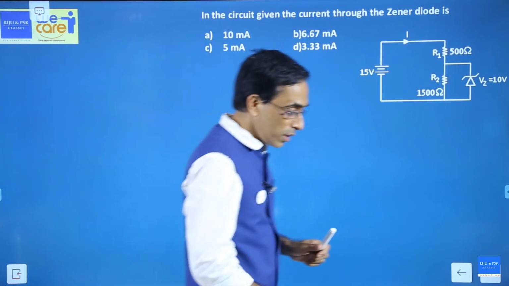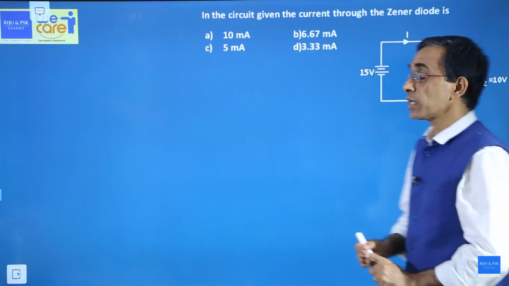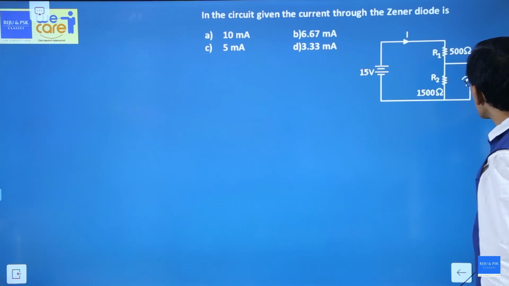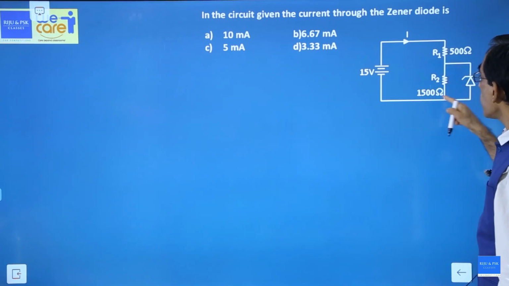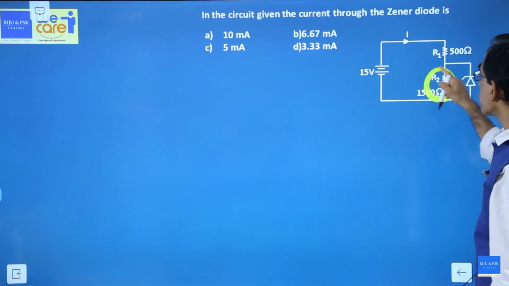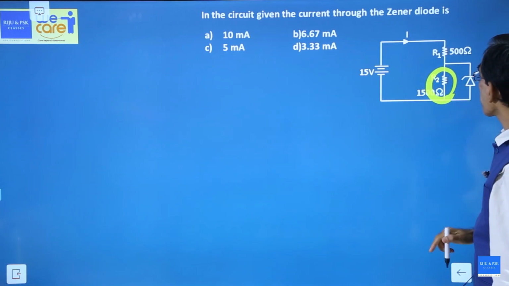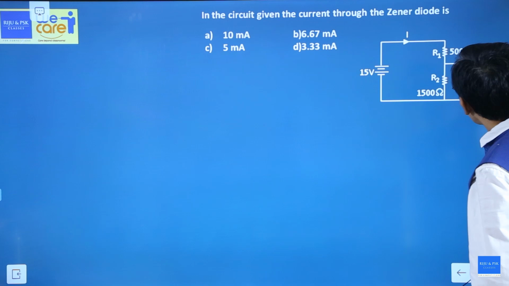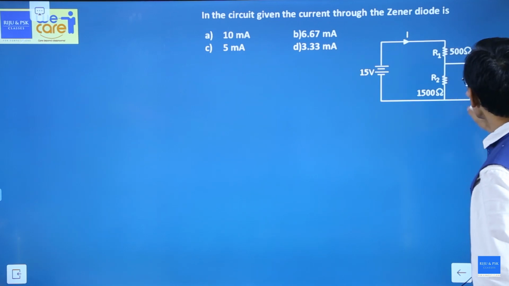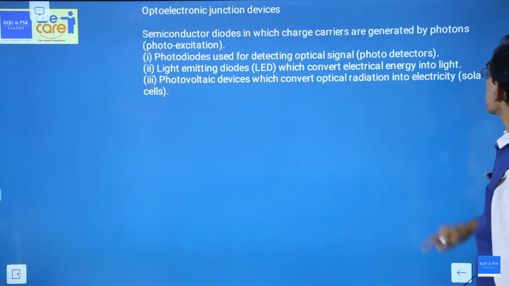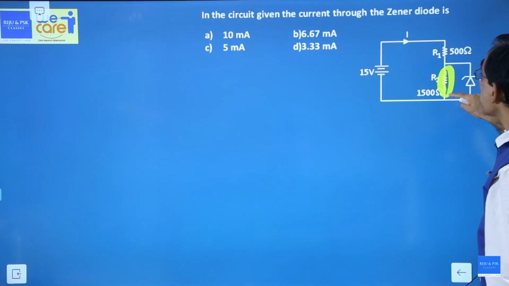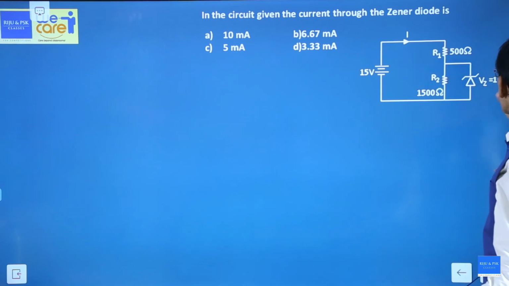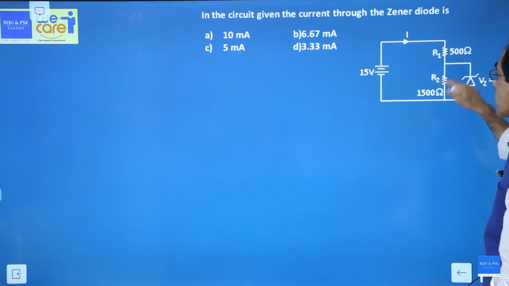How do you understand that one? You go and look at the terminals of the diode. One terminal is connected here, the other terminal is connected here. So that is R2. You are controlling, limiting the voltage across this R2, because one end of the diode is connected here, the other end is connected here. So this is the resistor where you are controlling the voltage. And how much maximum voltage can it get? 10 volt. So the maximum voltage across R2 is 10 volt.